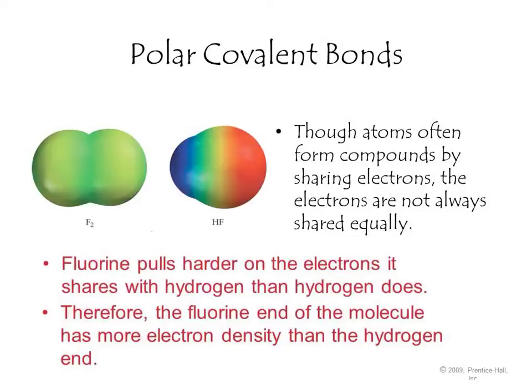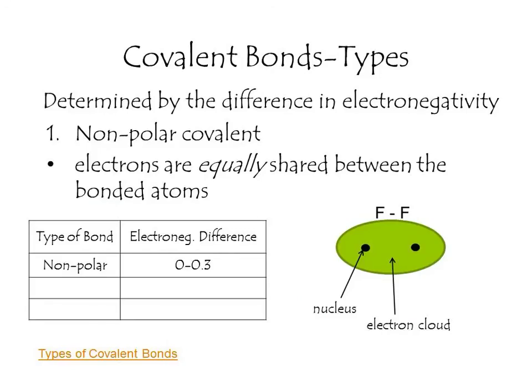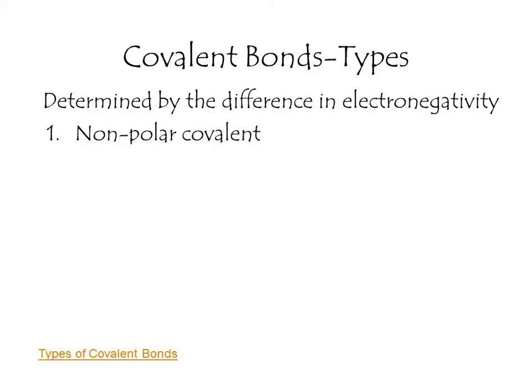And there is a name for each type of covalent bond. This is called nonpolar and this is called polar. So in the next couple of slides, let's talk about how to determine whether it's a polar or a nonpolar bond. The names of the two types are nonpolar and polar covalent. Let's talk about the first type of covalent bond, a nonpolar covalent bond.